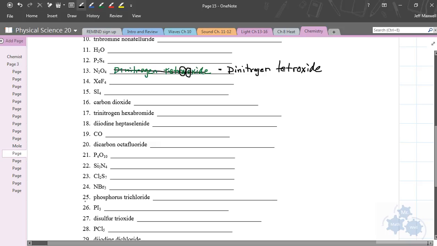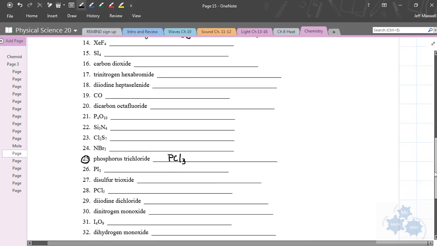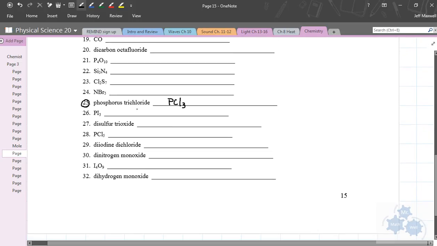What about number 25? Go ahead and do number 25. Write that formula. Okay, so there's the answer to number 25. That one's pretty straightforward. It's just 1 phosphorus and 3 chlorines.